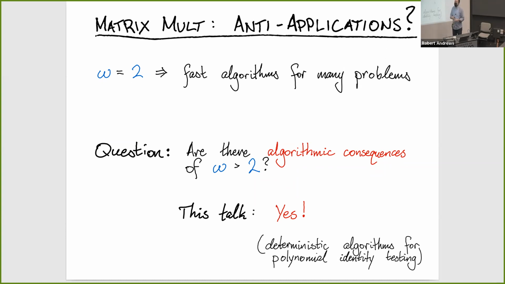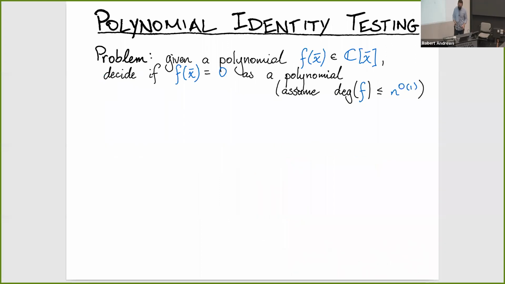So before I tell you the main result, I want to take some time just to recall polynomial identity testing. What is the problem? What do we know about it? Why do we care? Polynomial identity testing is a lovely problem where as input, I give you a multivariate polynomial. And I want you to tell me, is this polynomial 0 or non-zero?